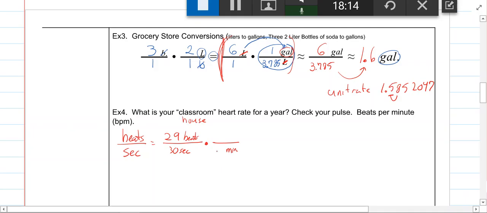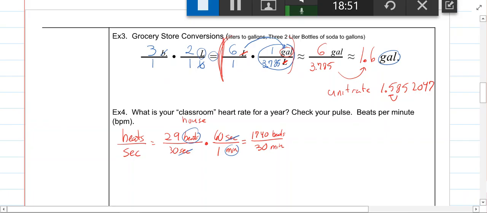So here I go. 1 minute is equal to 60 seconds. So now you're not going to have the same numbers. I'm multiplying the top, 29 times 60, and I got 1,740 beats per 30 minutes. Okay, and remember, I crossed out the words. I'm going to get beats over minutes. That's good. I have beats over minutes now.